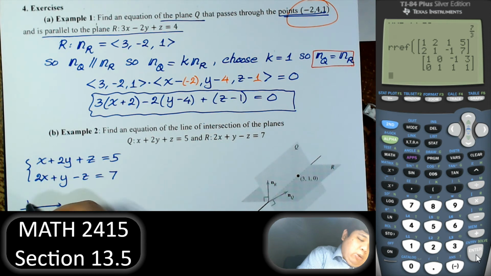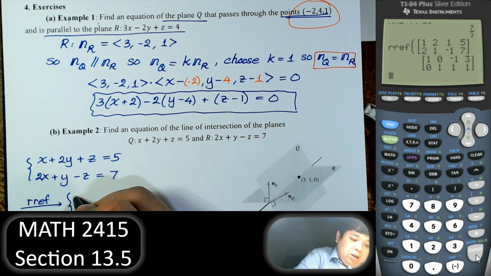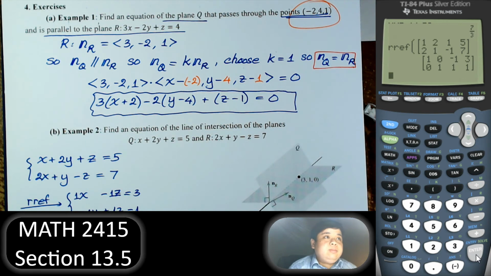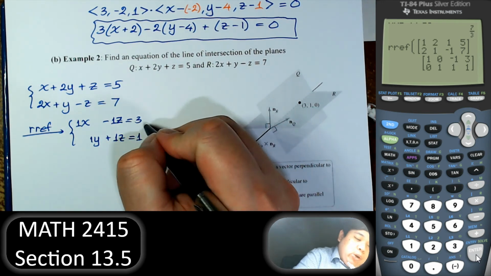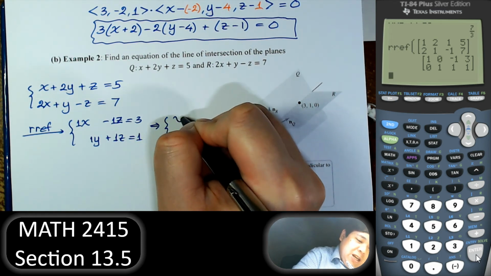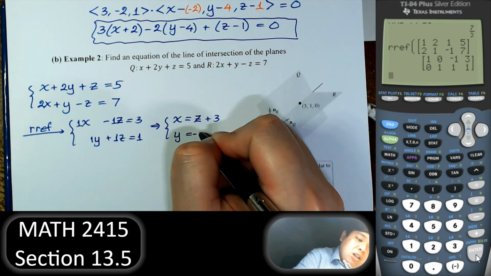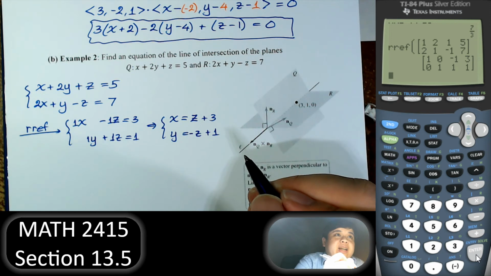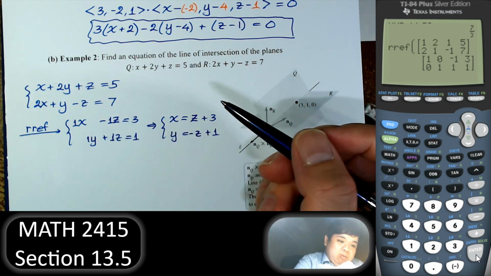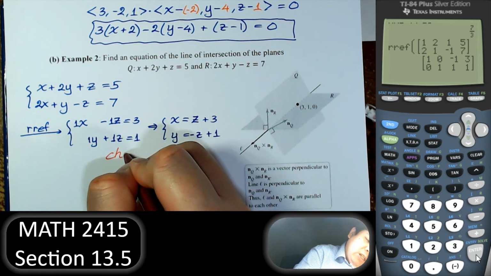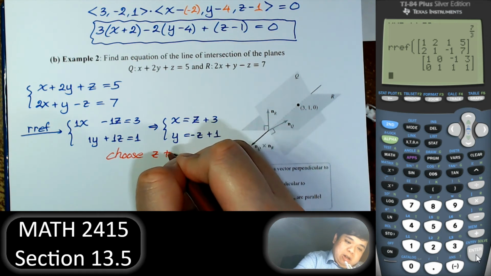So I will do reduced row echelon form. I will have the system 1x, 0y, minus 1z equals 3, and 0x, 1y, plus 1z equals 1. And then from here we can solve: x equals z plus 3, y equals minus z plus 1. That's what we have, right? Of course, here there are two equations and three variables, so we can choose z to be arbitrary. Usually that is the case. So we choose z to be arbitrary.